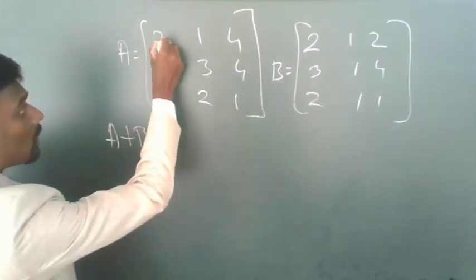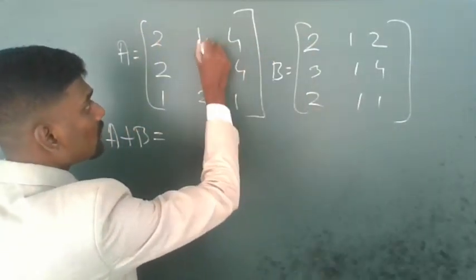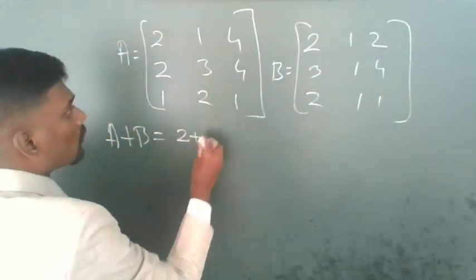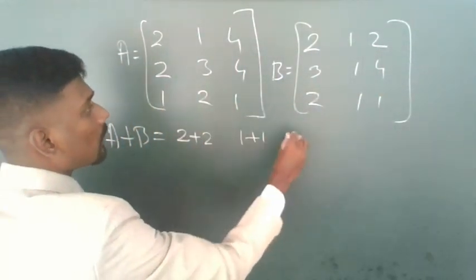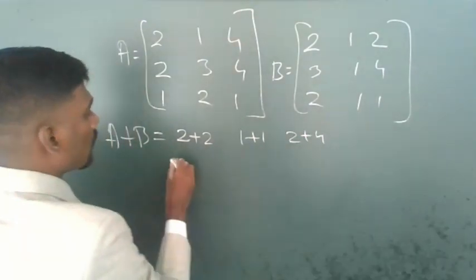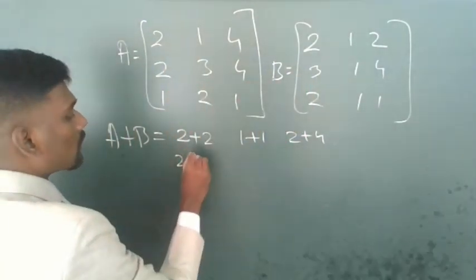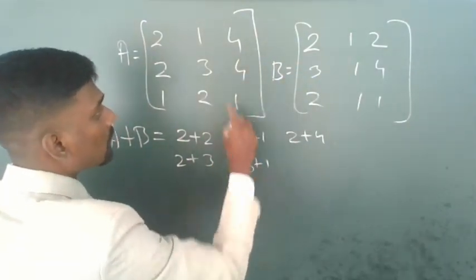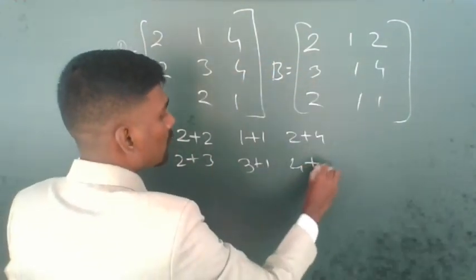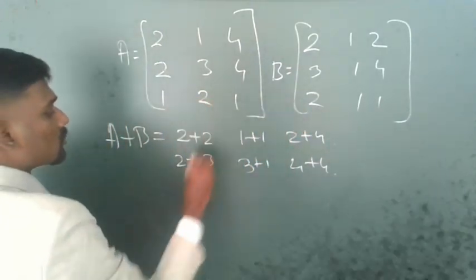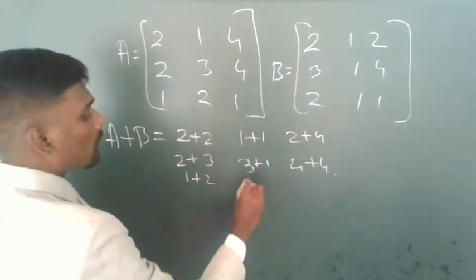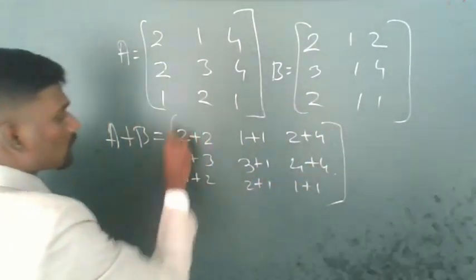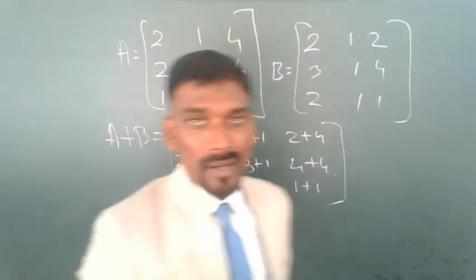Fine. Now add this 2 and 2, this 1 and this 1, this 4 and this 2. So what is the answer? 2 plus 2, 1 plus 1 and 4 plus 2, then again this one and this one, 2 plus 3, then 3 plus 1, correct? 3 plus 1 and then 4 plus 4. Now 1 plus 2 and then you have 2 plus 1 and then you have 1 plus 1, correct? So this is what you are going to get in the matrices.